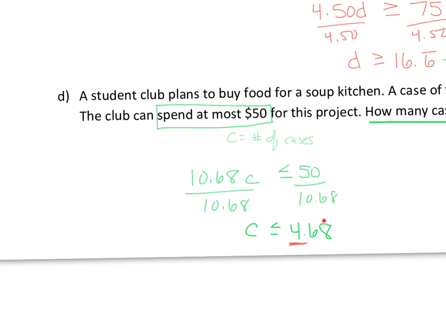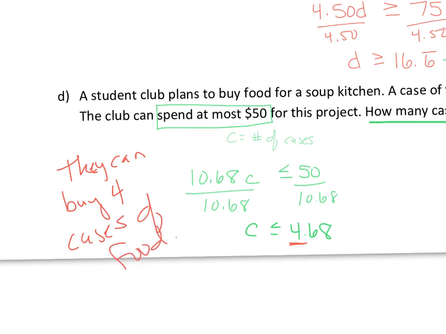Okay, so you have to be careful here. It's not always just a round up, round down anymore. It's what makes sense to the problem. So if I have $50, I'm only going to be able to get 4 cases. I don't have enough to get to that 5th case. So they can buy 4 cases of food or vegetables, whatever it is. Okay? All right, and that concludes this note set.